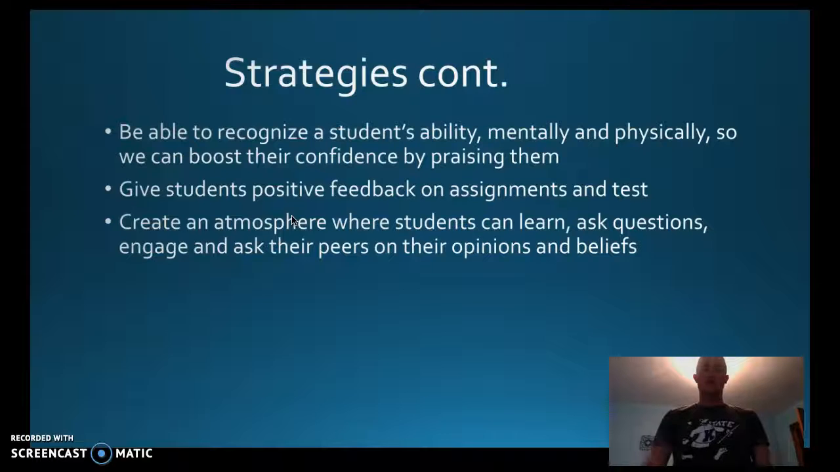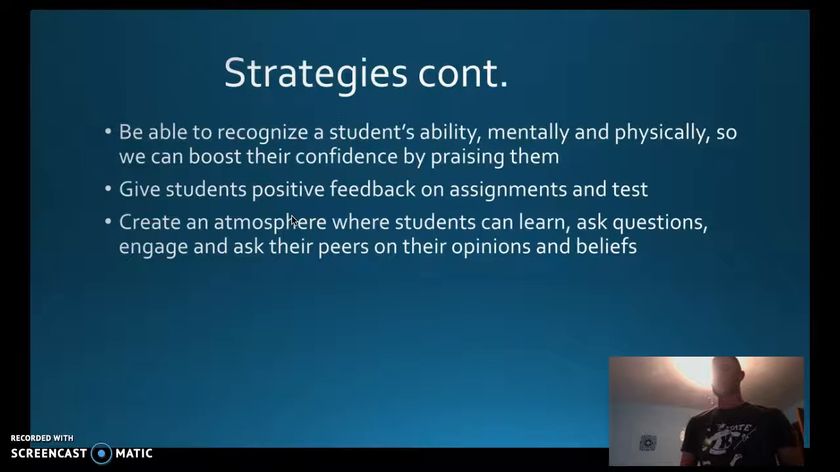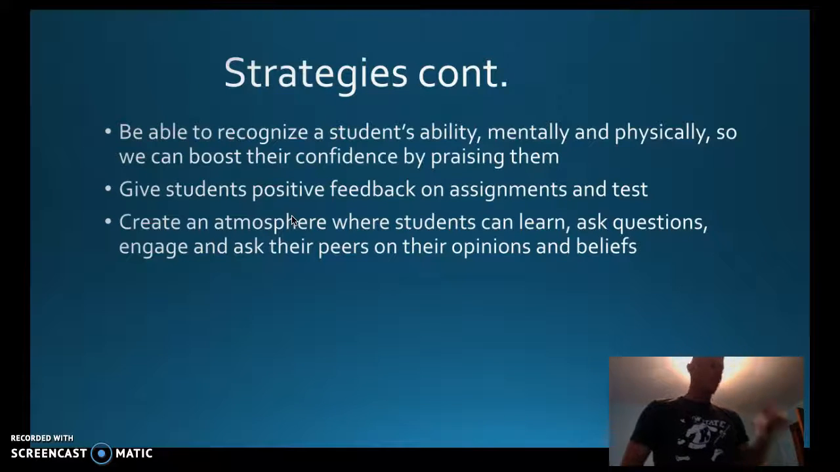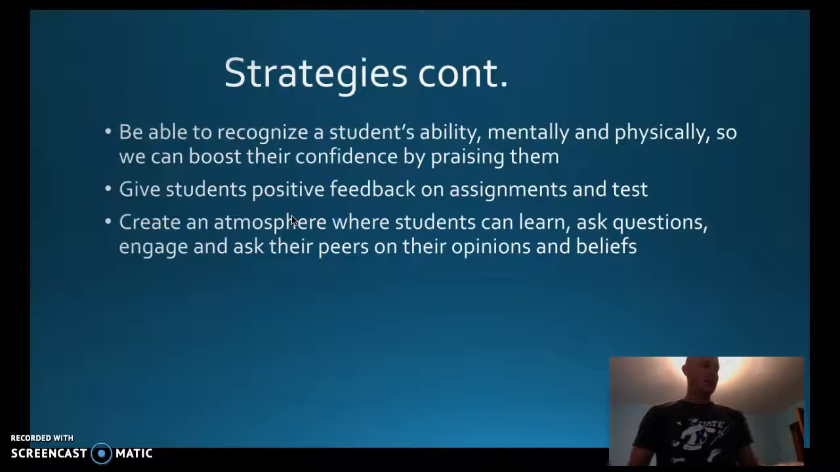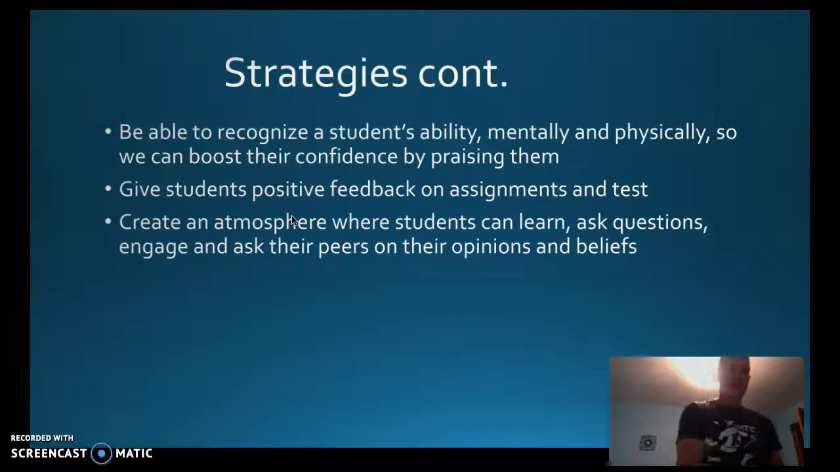Keep it up. But not only having positive feedback on assignments and tests, you have to create an atmosphere where students can learn, ask questions, engage, and ask their peers about their opinions and beliefs. If you create that atmosphere, that environment, if one student wants to learn and ask questions and engage, then their best friend will want to do the same as well because they want to do what they're doing.